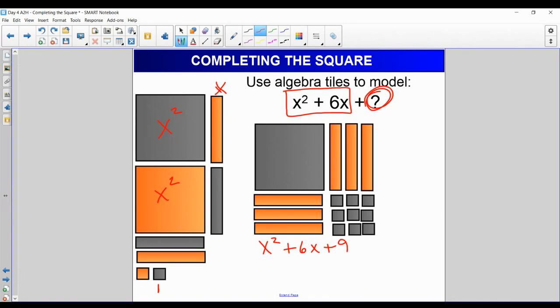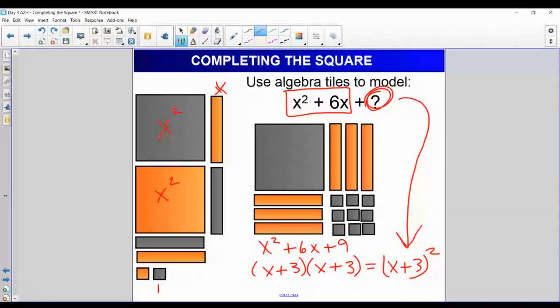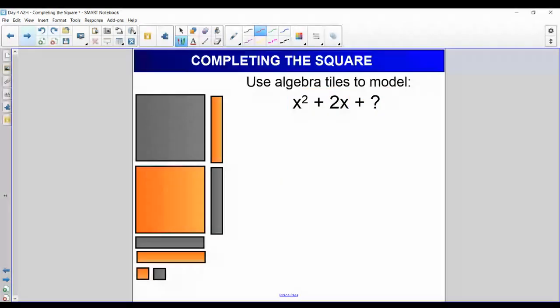If I think about that, that can be rewritten as x plus 3 times x plus 3, which is the same as saying x plus 3 squared. So when we talk about completing the square, we're trying to change from standard form into something that is a parenthesis squared. So what I would like you to do, I'm going to do the first one again with you.